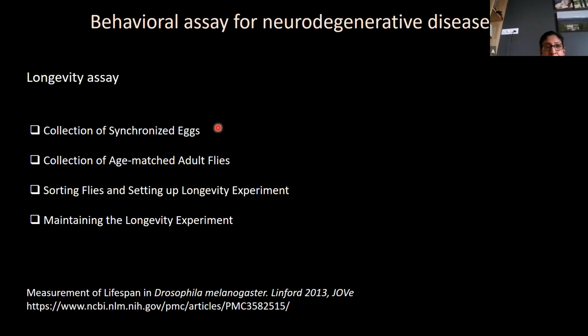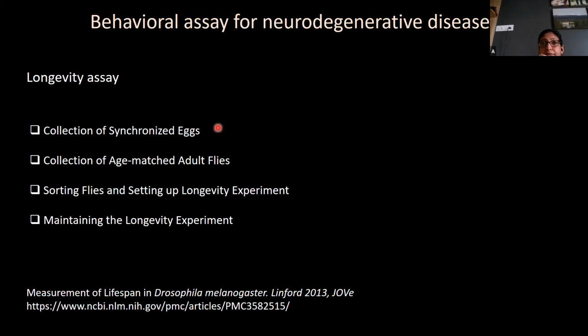When you collect these flies, keep them with males for 1 or 2 days. Don't let them sit alone all the time, because over time the vials get fungus and then they start dying early. So you collect 10 males and 10 females, and then you sort them out. Once you have your synchronized egg collection and the flies come out, keep them with males for a day or 2, and then separate them and keep them in fresh vials.